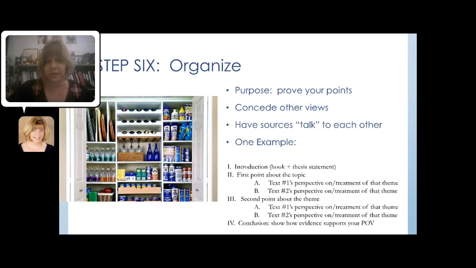So one way you can do this is to have your sources talk to each other. You can start off and say, in source A, this happens, and source B says this. You can also look at other organizational patterns. You can ask, what's the first point about your topic, and then say, well, source A says this about that, source B, source C says this thing, and then go on to the second point about the topic and show how the different sources either support each other or argue with each other.